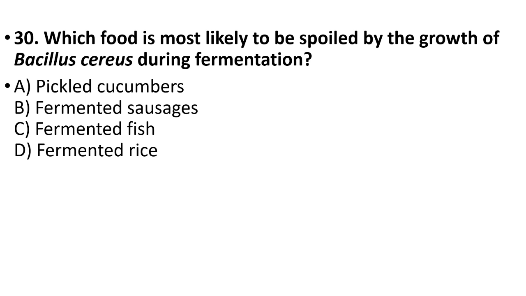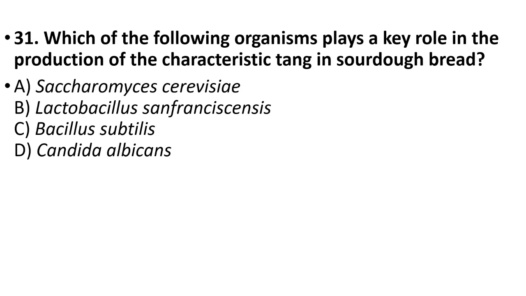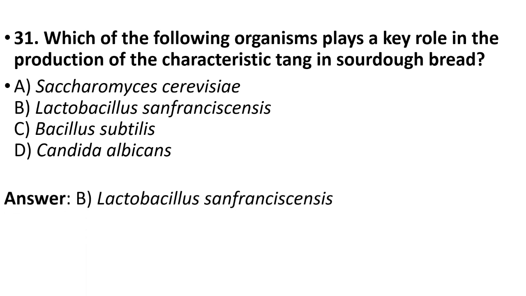30. Which food is most likely to be spoiled by the growth of Bacillus cereus during fermentation? Pickled cucumbers, fermented sausage, fermented fish, fermented rice. Your answer is option D, fermented rice. 31. Which of the following organisms plays a key role in the production of the characteristic tang in sourdough bread? Saccharomyces cerevisiae, Lactobacillus sanfranciscensis, Bacillus subtilis, Candida albicans. Your answer is option B, Lactobacillus sanfranciscensis.